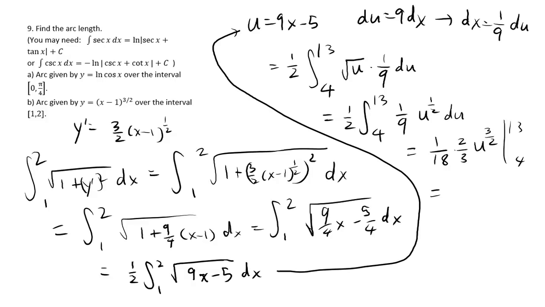Okay, so 2 and 18 cancels as 1/9, so you end up with 1/27 of 13 to the 3/2 minus 1/27 of 4 to the 3/2. And this is the best you can do without using a calculator. If you have a calculator, you can plug that in to get more, but this will be the exact value.